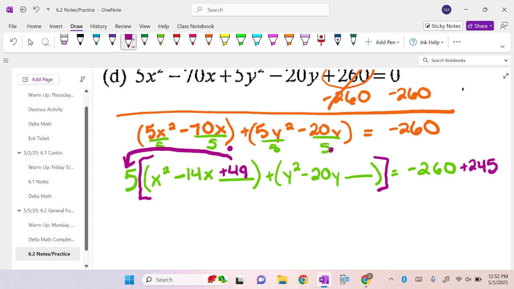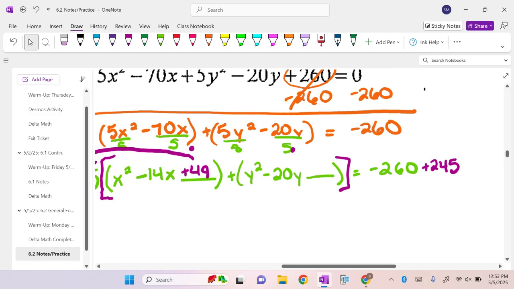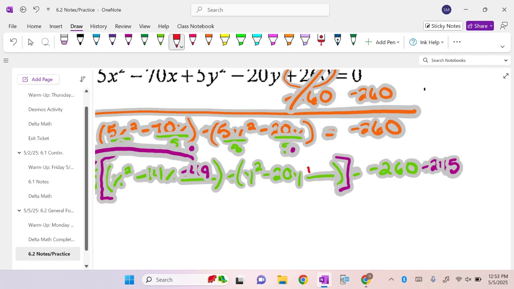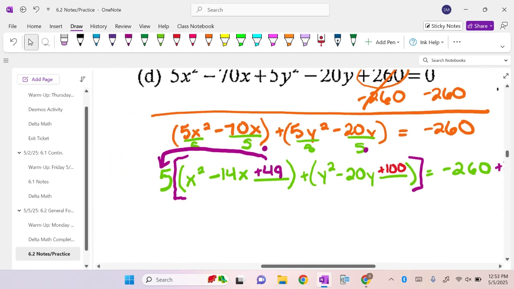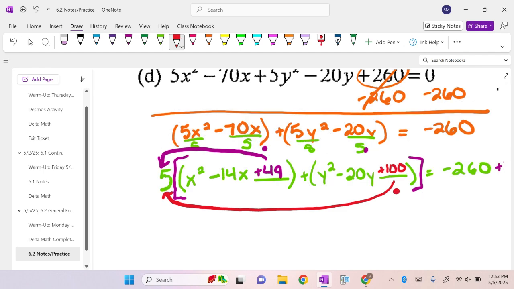Now, I'm going to do the same thing for my y's. All right. So for my y's, what do I got? What's my b value? So what's negative 20 divided by 2? Negative 10. What's negative 10 all squared? 100. So I'm going to add 100. So what am I actually adding to the other side? 500. Because just like with the x's, I got to take this 100, multiply it to the 5 in order to include the 5 in our problem.